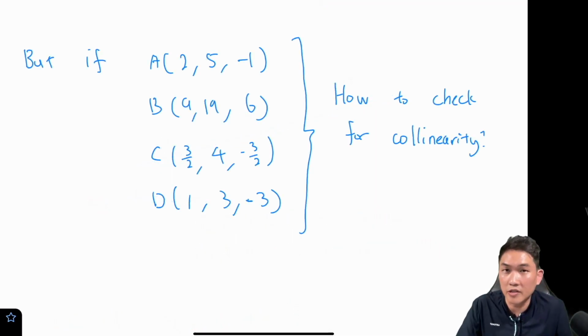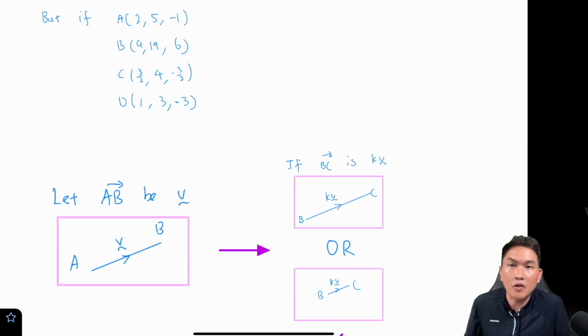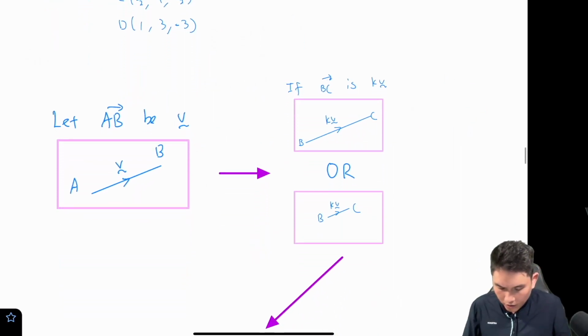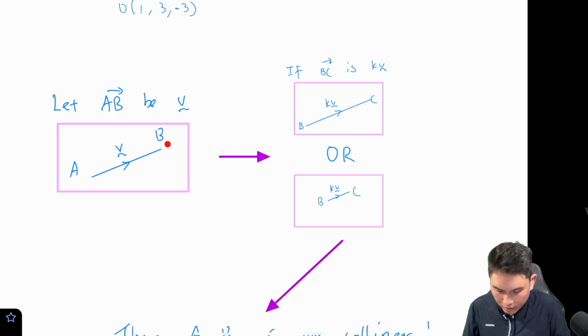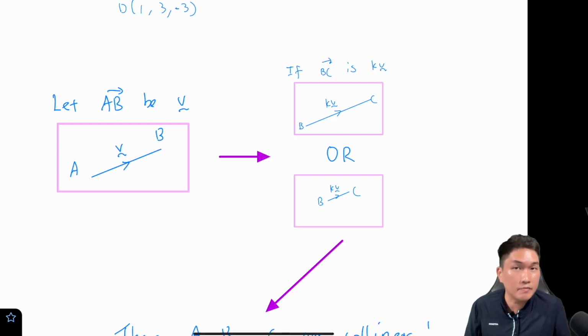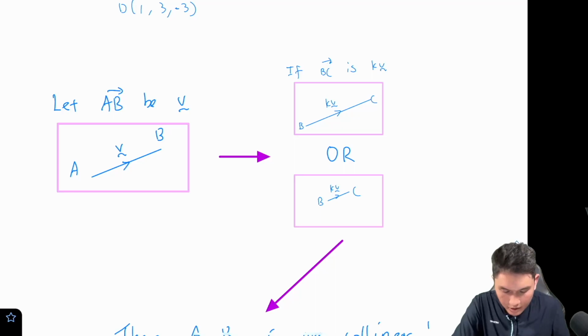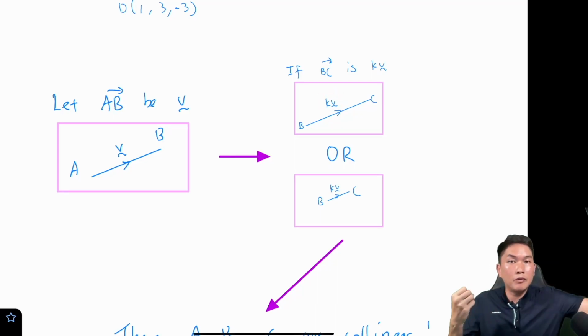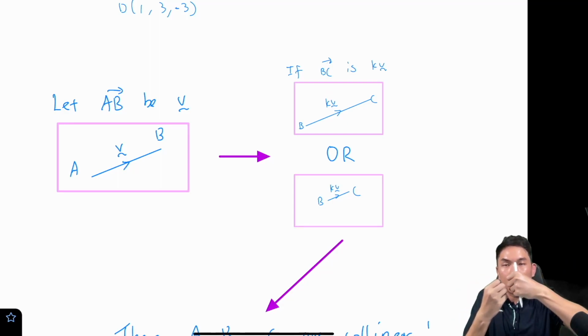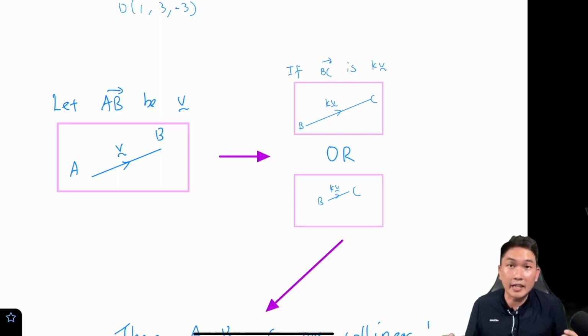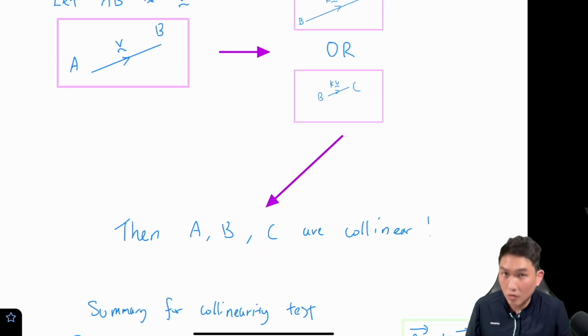How do you check for collinearity? If you're given sets of coordinates, what should you do? First you should find the displacement between say 2 points A and B. This is what we call a displacement vector. Getting from A to B is some vector V. Then you want to check whether getting from B to C is also some scalar multiple. Of course, your scalar multiple could scale it upwards or scale it smaller or scale it in the opposite direction. That is all fine as long as it's a scalar multiple. A, B, C are collinear.